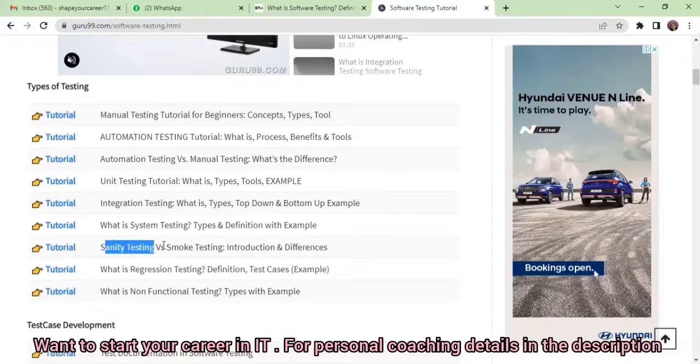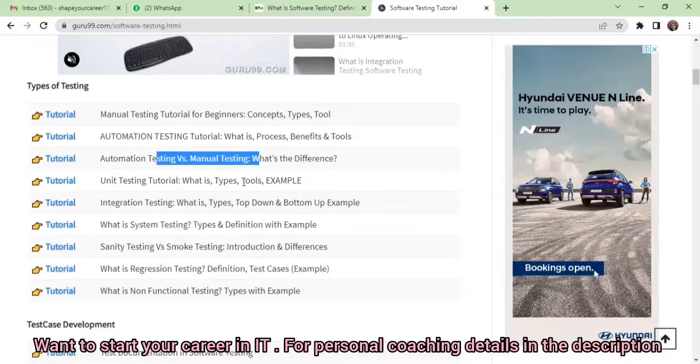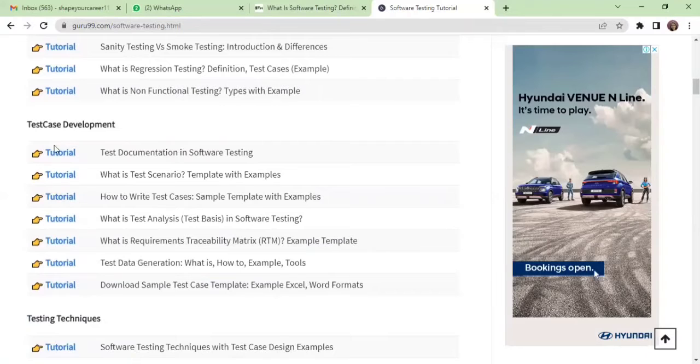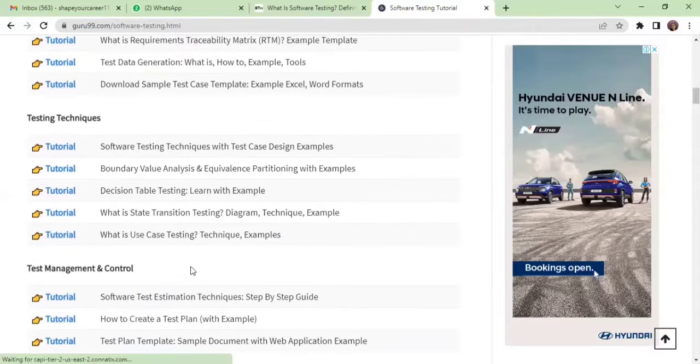And these are only important topics. They have covered all these important topics very well. So if you have any doubts while you're preparing, you can directly go to this and start reading those particular things related to that topic.